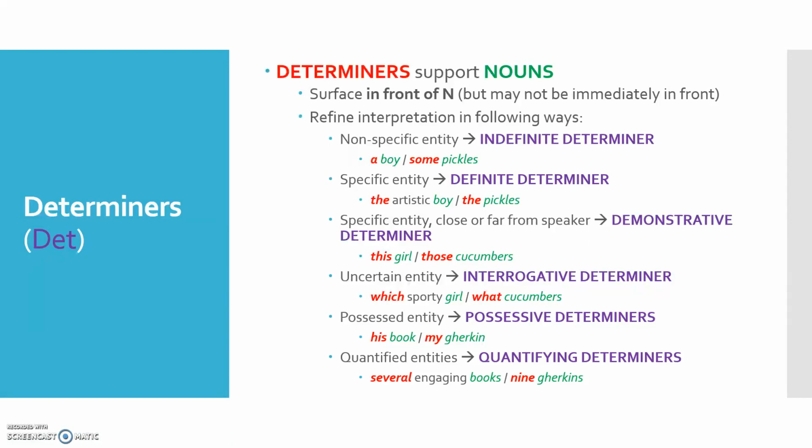The last type of determiner is kind of a catch-all for anything that quantifies the number of things. It could be several books, many things, 9 gherkins, no books, right? If it's zero of a quantity. So quantifying determiners as the last category of determiner.